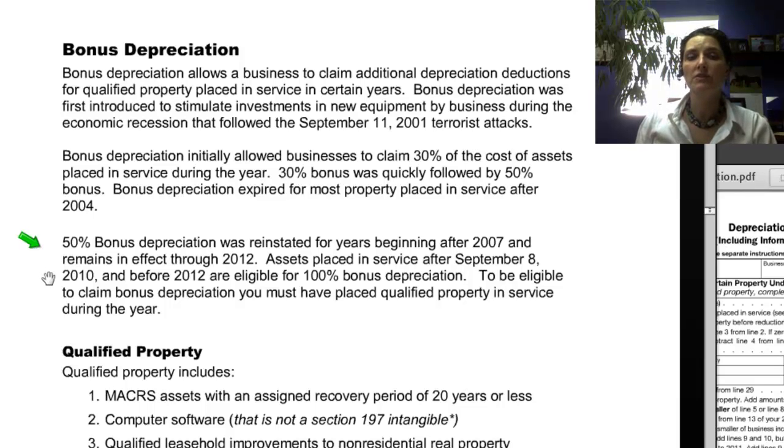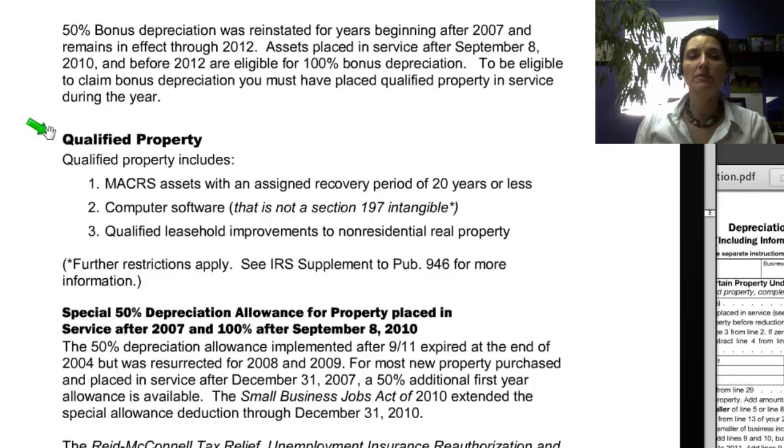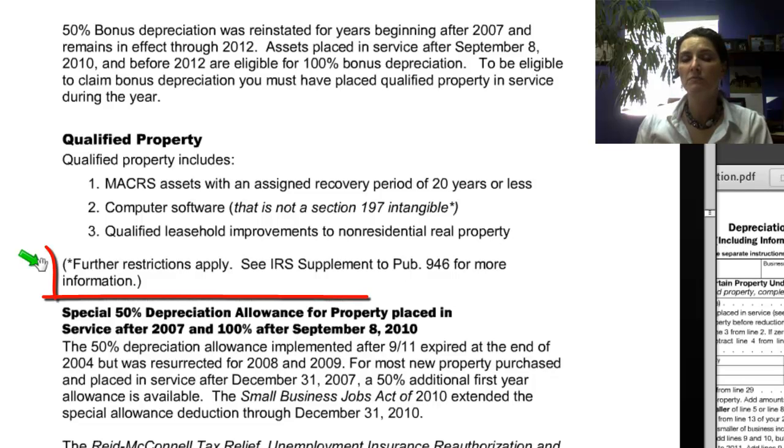To be eligible to claim bonus depreciation, you must have placed qualified property in service during the year. Qualified property includes MACRS assets with an assigned recovery period of 20 years or less, computer software that is not a Section 197 intangible, and qualified leasehold improvements to non-residential real property. Further restrictions do apply, and you should see the IRS Supplement to Publication 946 for more information.